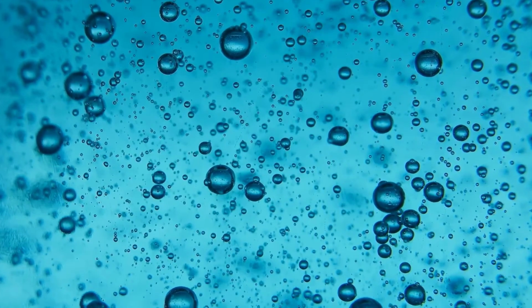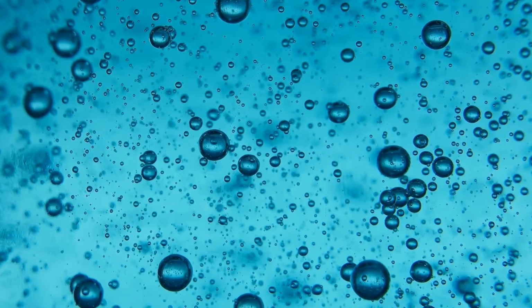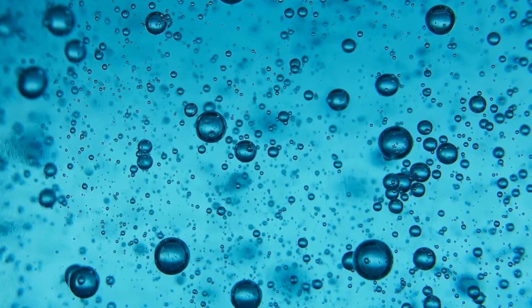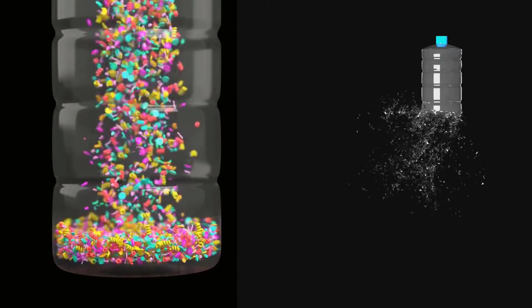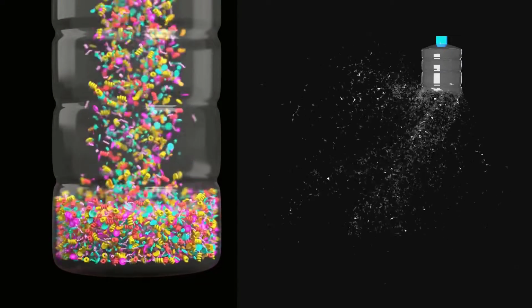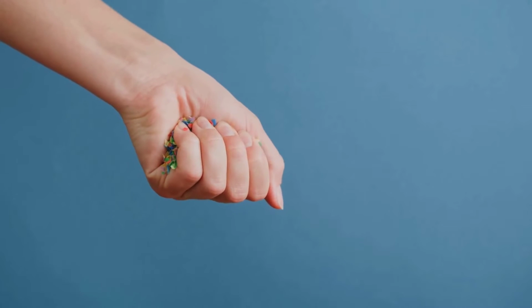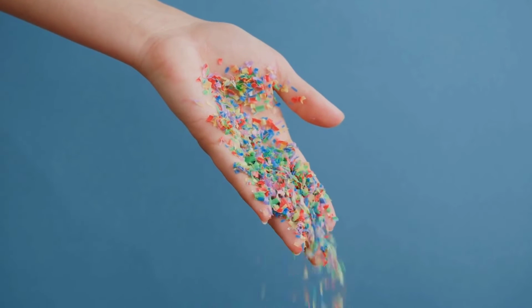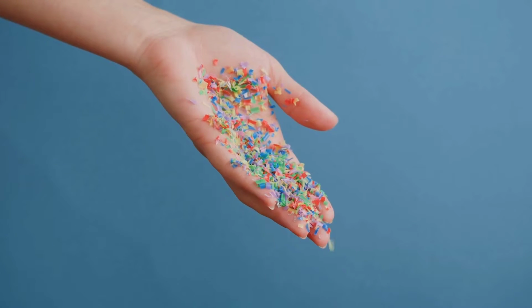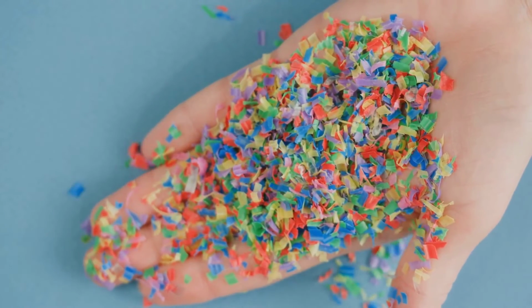Picture this. Instead of relying on traditional energy-intensive methods to treat wastewater, we now have these tiny bubbles coming to our rescue. Here's how it works. When nano and microbubbles are introduced into the wastewater, they attach themselves to the pollutants. As these bubbles rise to the surface, they carry the pollutants along with them. And once they reach the surface, the bubbles burst, leaving the contaminants behind to be easily skimmed off.